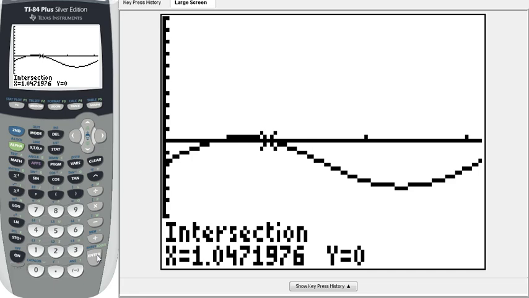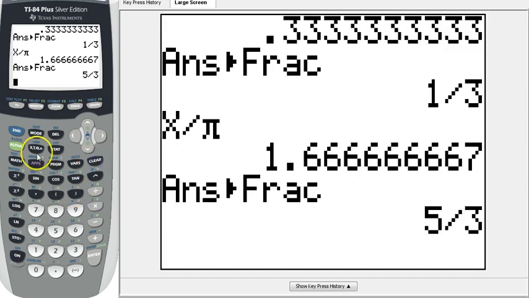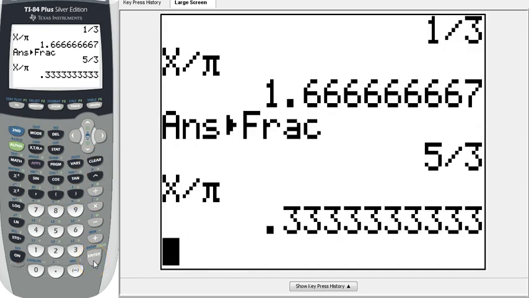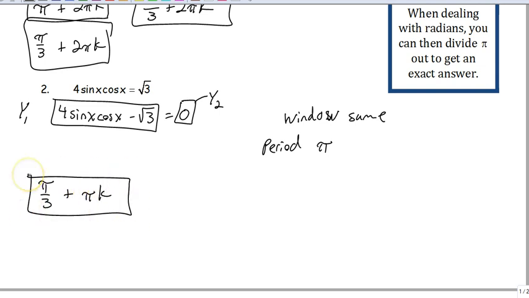And hopefully you guys remember that one from the last problem we did. When we divide out pi, so I'm going to clear, I'm going to do x divided by pi, and then hit enter. That's 1/3 pi. Now here's the difference though. The period is actually pi, not 2 pi for this problem. So my final answer is just going to be pi over 3 plus pi k, not 2 pi k. You have to figure out what your period is.